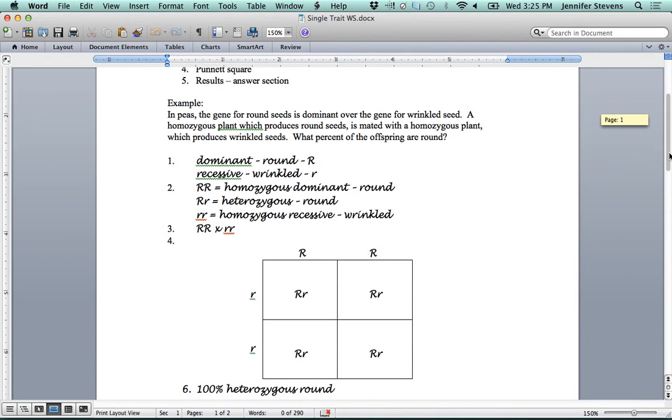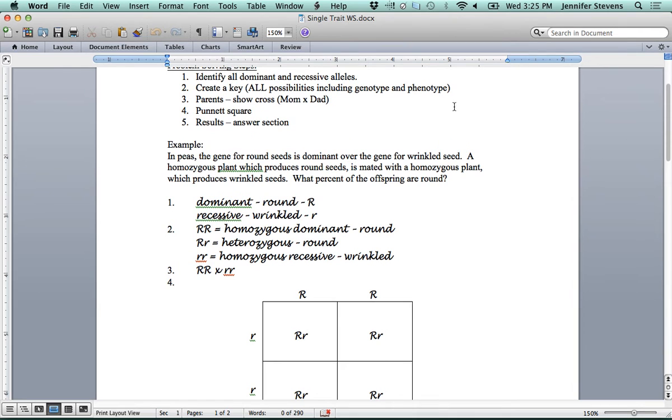In peas, the gene for round seeds is dominant over the gene for wrinkled seed. All right, so that's step 1. Dominant is round, so we're going to represent that with a capital letter R. Recessive is wrinkled, and we're going to do a lowercase letter r. Then according to step 2, we create the key. So I could have big R, that is one possibility. We would identify that as homozygous dominant, that's the genotype. The phenotype, in terms of what we would see, would be round. Capital R, little r is heterozygous, and that would also be round. And then my other possibility is little r, little r, which is homozygous recessive, which is wrinkled.